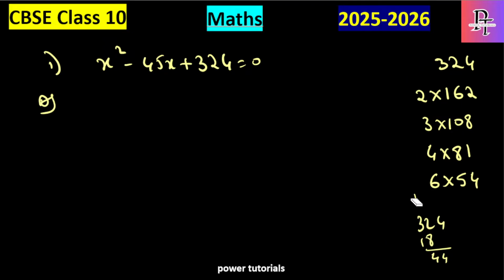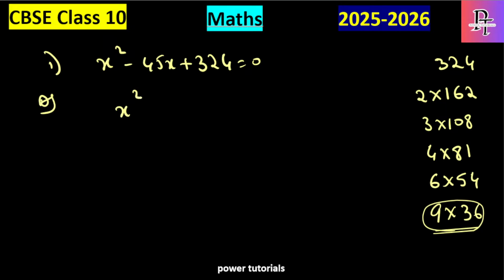Till 6 I hadn't. Let's check again. Let's check for 7, will not happen. 8 table will not happen. 9, 3 plus 2 is 5. Yes, 9 table, it will happen. So what is 9 table? 9 3s are 27, 9 6s are 54. Okay, now you can stop it here, because 36 plus 9 is nothing but 45.